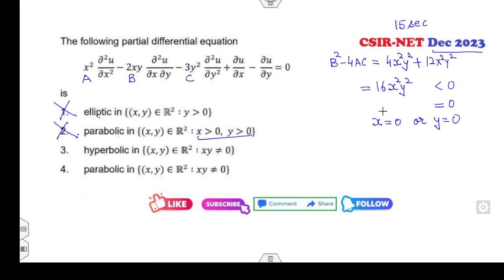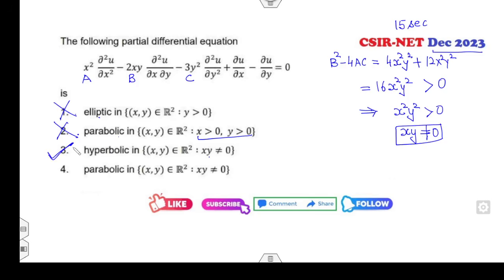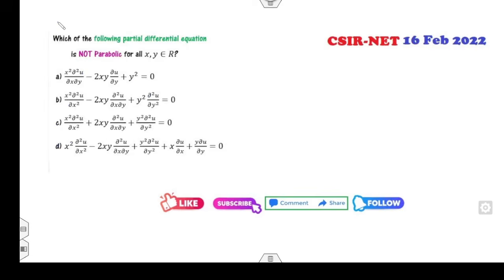Hyperbolic, when will it be hyperbolic? Hyperbolic only when it is strictly greater than 0. When it is strictly greater than 0, that means x square y square must be greater than 0. That means whenever the product of x and y is non-zero, then it is hyperbolic, the correct option. And parabolic only whenever xy is 0, but यहाँ पे not equal to है, so the right answer is C. That is the third option is the right answer of the problem.